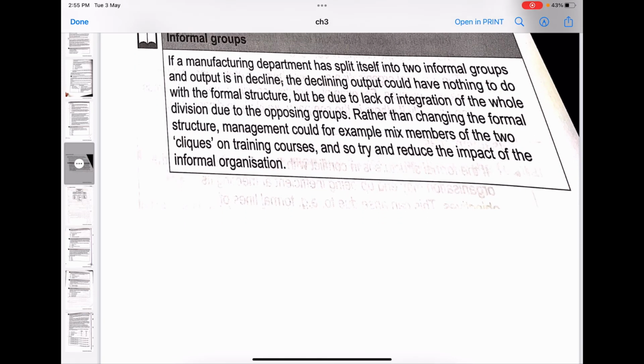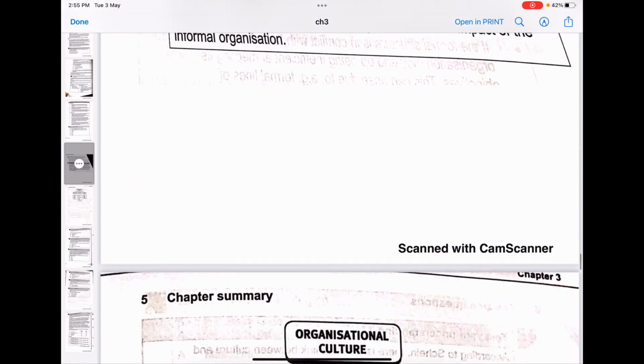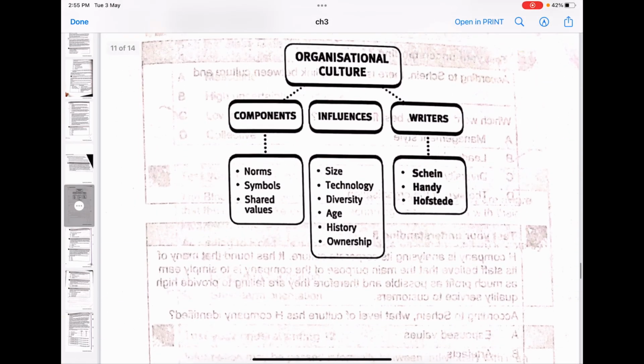If a manufacturing department has split itself into two informal groups and output is in decline, the declining output could have nothing to do with the formal structure, but be due to lack of integration of the whole division due to the opposing groups. Rather than changing the formal structure, management could, for example, mix members of two cliques on training courses and so try to reduce the impact of the informal organization.